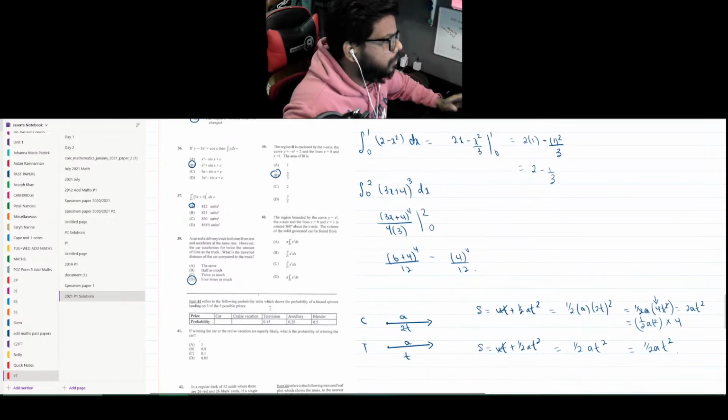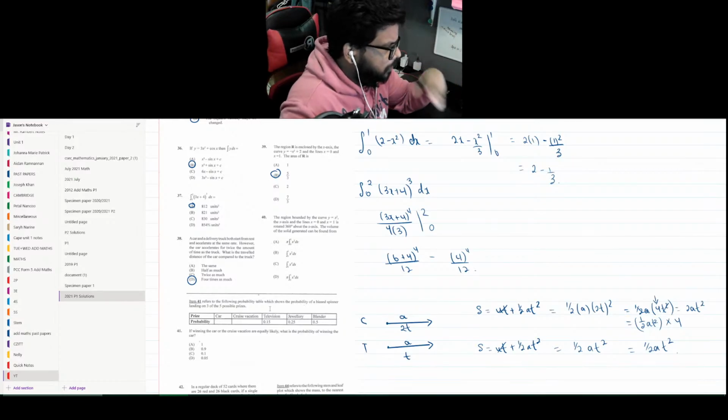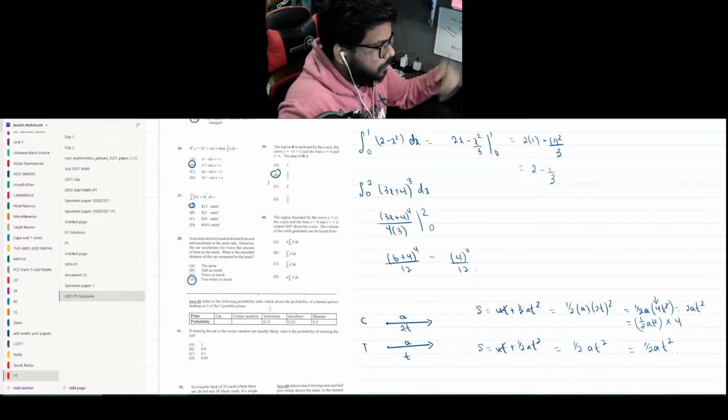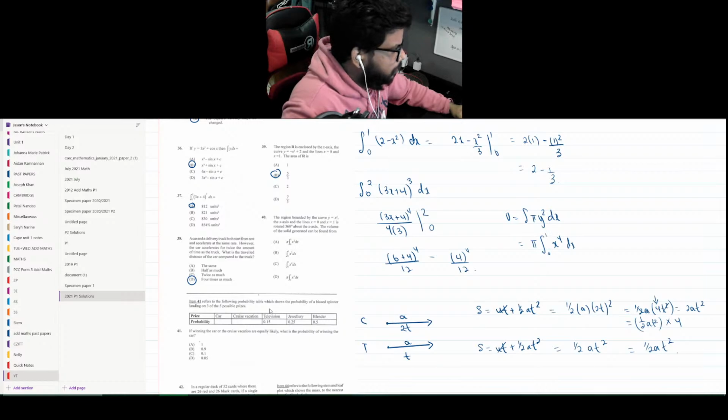Right, number 40. The region bounded by the curve y is equal to x squared, the x-axis, and the lines x is 0 and x is 1 is rotated about the x-axis. So for rotation about the x-axis, the volume is the integral of pi y squared dx. If y is x squared, y squared is x to the 4, so pi times the integral of x to the power 4 dx between 1 and 0.